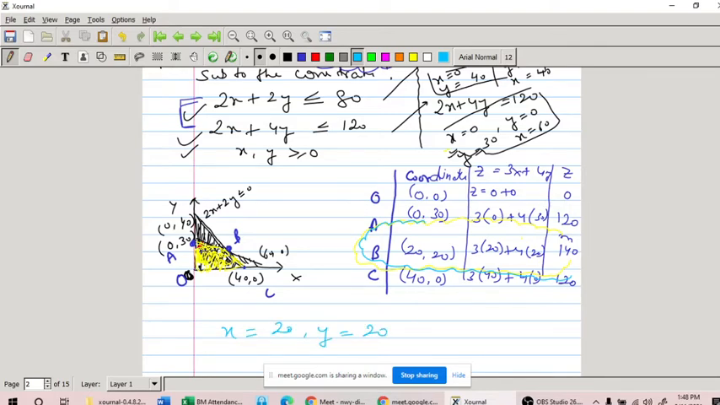If the value of x is 20 and the value of y is 20, this will satisfy all the constraints and will maximize the output. There are many values which satisfy these constraints, but the one which gives the maximum output is x equal to 20 and y equal to 20. So this is the simplest way to understand the corner point theory of LPP solution through the graphic method.